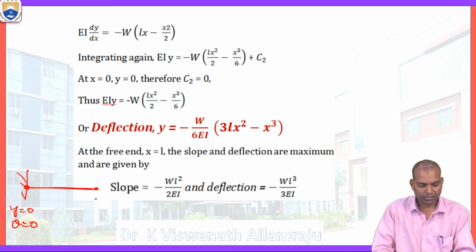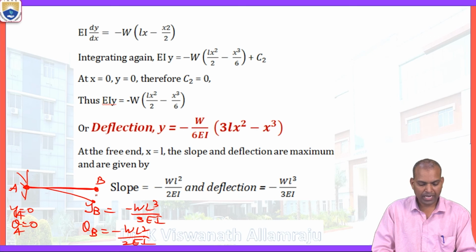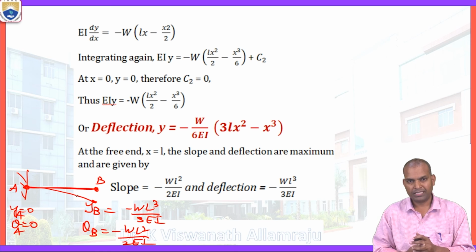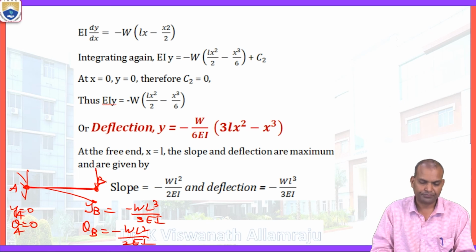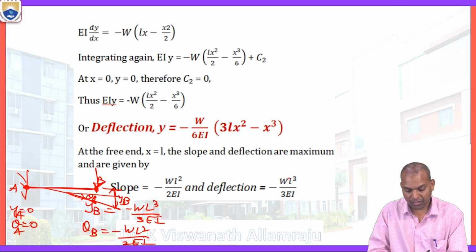At the free end, at point B, at point A, YA and theta A are 0. What about YB? That YB is minus WL cube by 3EI. What is theta B? That theta B is minus WL square by 2EI. So that means the maximum deflection of a cantilever beam is at the free end where the load is acting. At the free end, the deflection is there and the slope is also there. The slope theta B and the deflection YB. These are the values for the span of L.